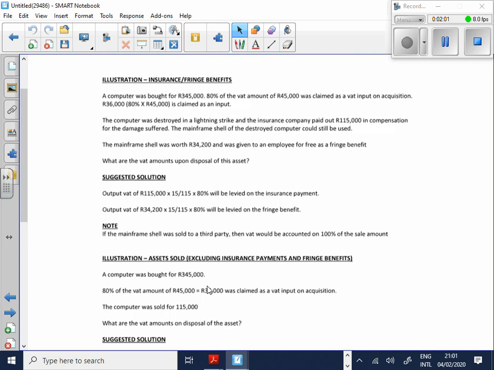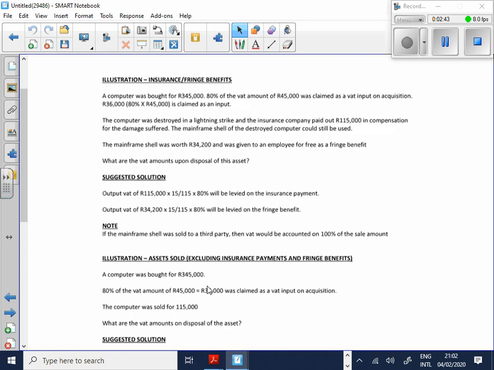Guys, look at the illustration. It says a computer was bought for 345,000 Rand. 80% of the VAT amount of 45 was claimed as VAT input on acquisition. Okay. The computer was destroyed in a lightning strike and the insurance company paid out 115,000 Rand in compensation. Okay, now I need you to understand something. The reason insurance is in here is they try not to be punitive. Generally, an insurance claim is outside of your control. Does everybody understand? So they say only claimed 80% of input, therefore only need to charge 80% of output because it's an insurance claim.